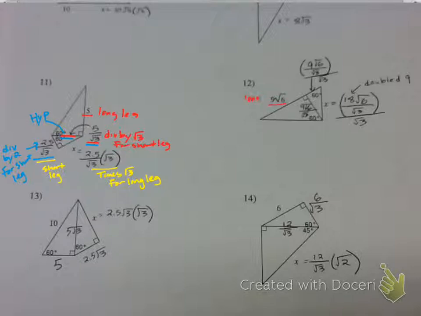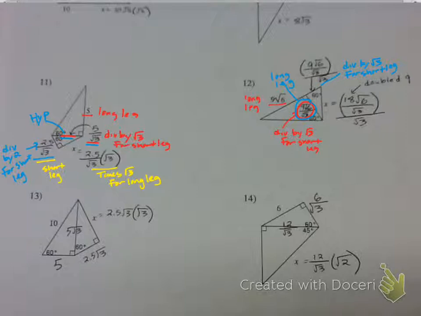On to 12. So I've got a long leg, and I divide it by the square root of 3 for the short leg. And then that long leg is a long leg in a different triangle, and divided by the square root of 3 again for a different short leg. So that's a double whammy. So the long leg, 9 square roots of 6, divided by the square root of 3 to get its respective short leg, and then that short leg is a long leg on that upper right-hand triangle. So I divided by the square root of 3 again to get the short leg.